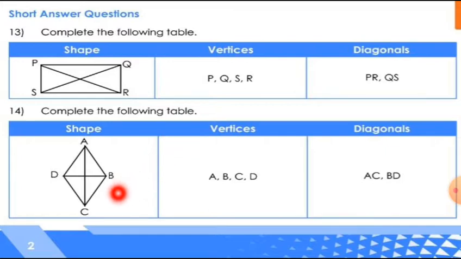Now look at the next one. Complete the following table. Look at this figure. Here this figure also has 4 vertices and 2 diagonals, isn't it? So which are the vertices? A, B, C, D. These are the vertices. And which are the diagonals? AC, BD. These are the diagonals. Got it, children?